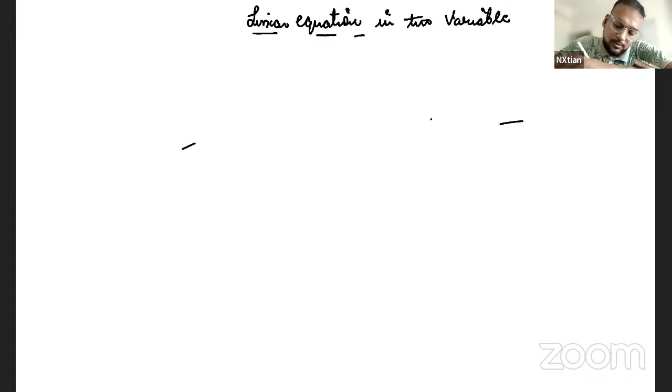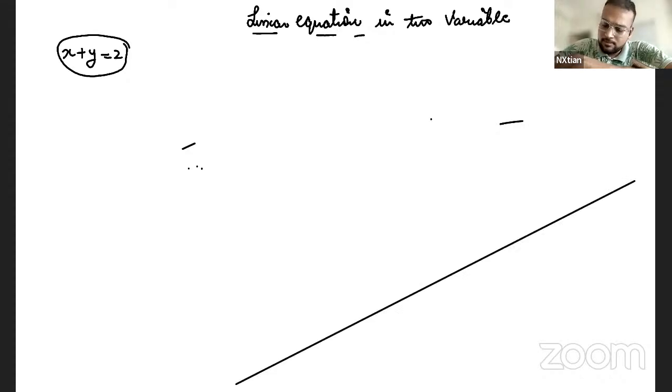Linear equation. Now, linear equation in which variable? One variable. No, two variable: linear equation in two variables. We're going to learn how to make the graph. Now, don't write, just listen to me. Okay, for example, if the equation is like this, x plus y is equal to 2, and you want to find how to make the graph, first of all, you have to make a table like that.